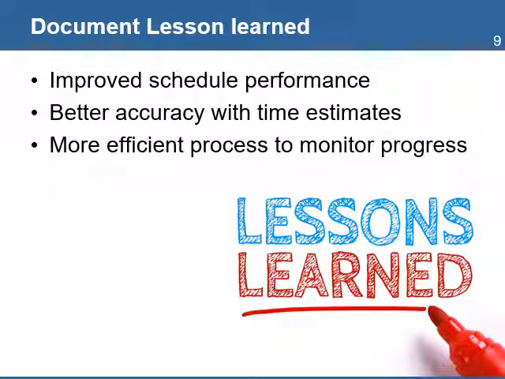You also need to document the steps taken to adjust the project schedule. This is part of the lessons learned process to build a historical database that will be compiled during the project's closure. For example, the lessons learned can include the actions and steps taken to improve schedule performance, the experience gained in estimating the duration of activities, and the steps you took for a more efficient process to monitor progress.